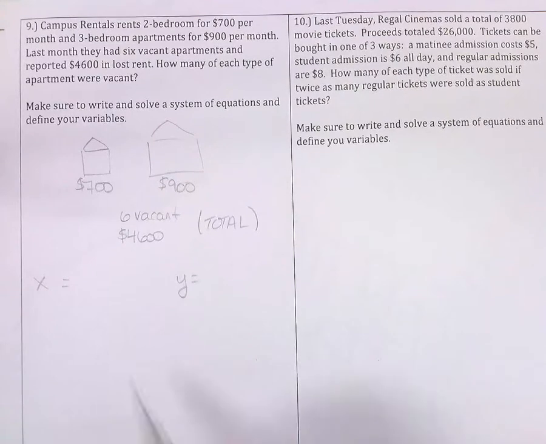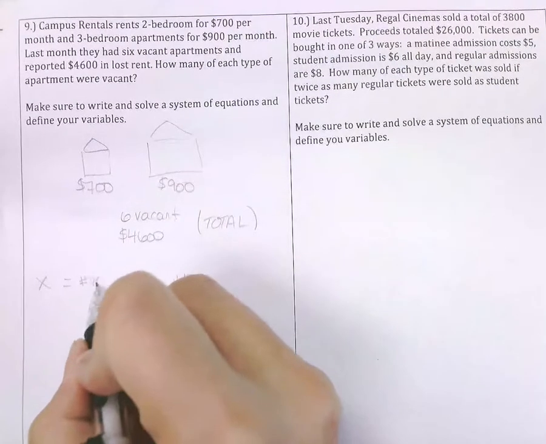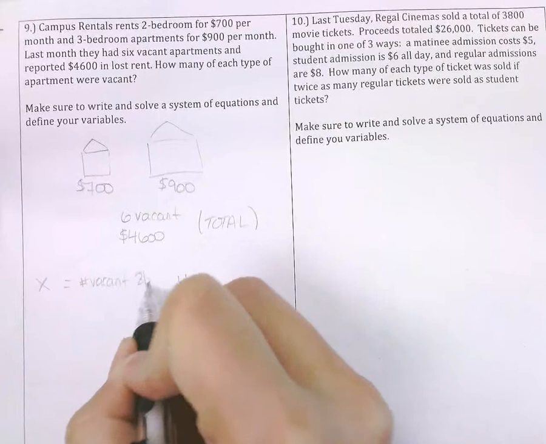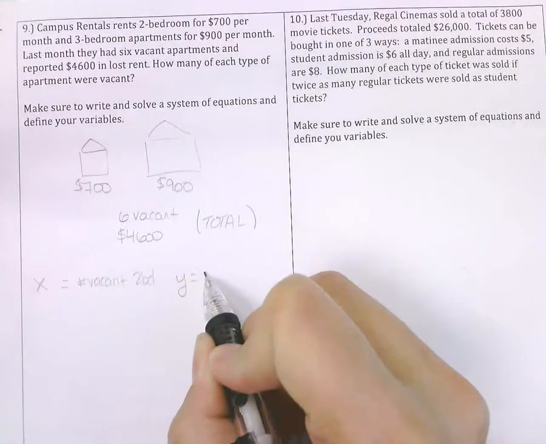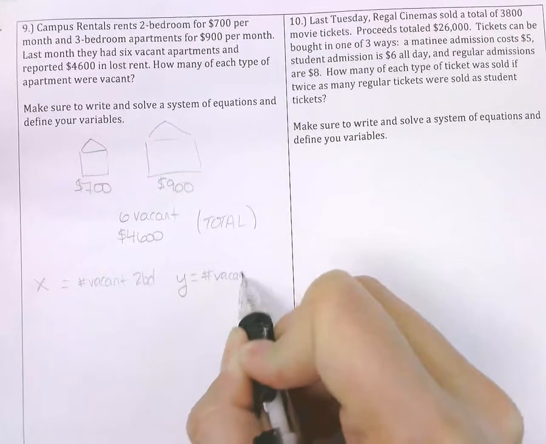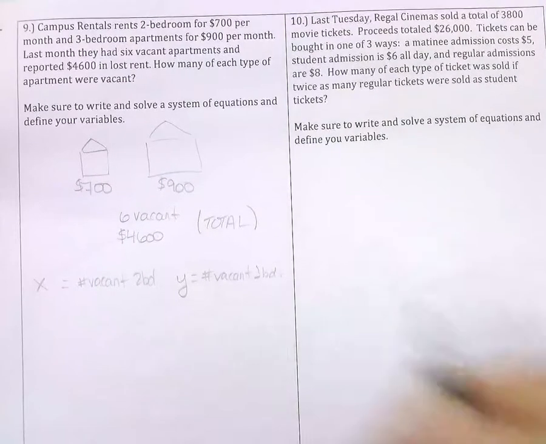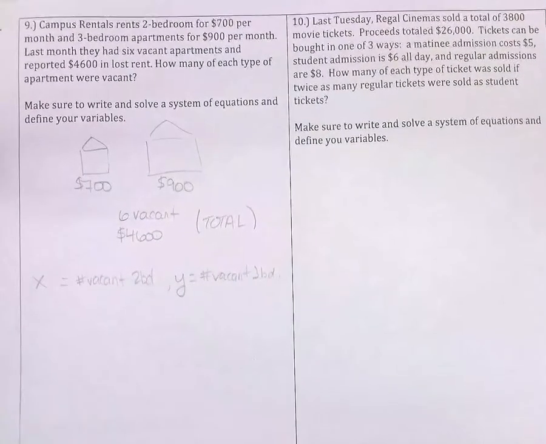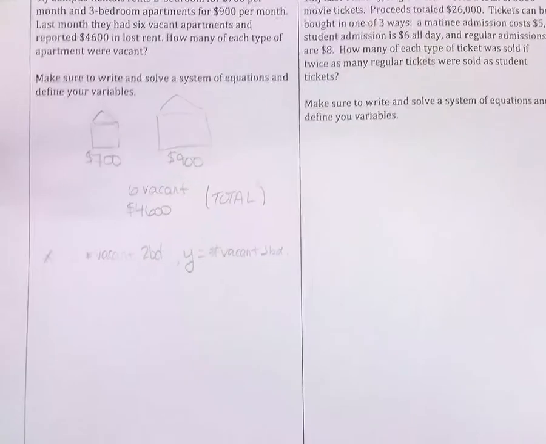No, Z. X is going to be the number of vacant 2-bedroom apartments, and Y is going to be my number of vacant 3-bedroom apartments. You can pick Z and Q. Have fun. Do the next one next.